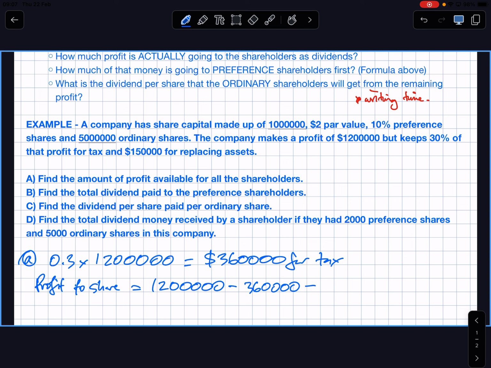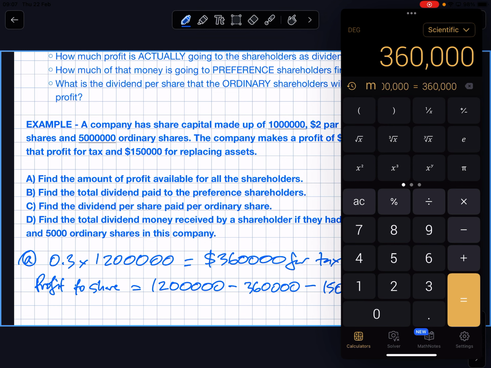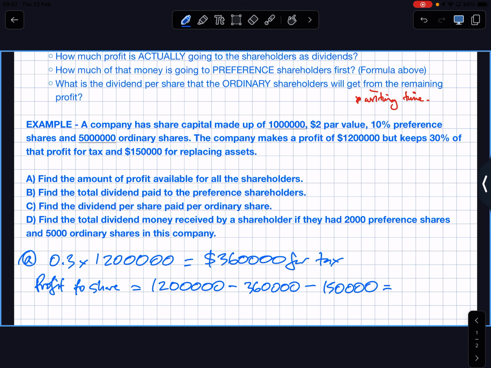How much are they hanging on to for replacing assets? 150 grand. So you work that out. I didn't need to do maths for that. 1,200,000 minus 360,000 minus 150,000 is 690,000. Nice. 690,000. That's A done.